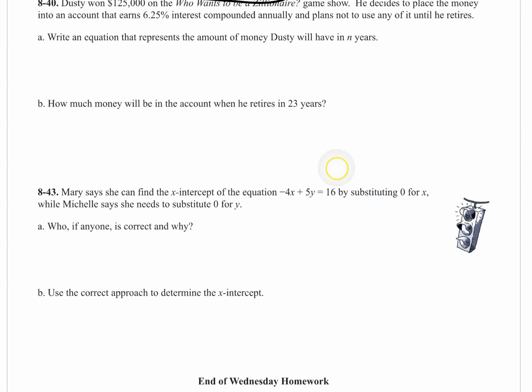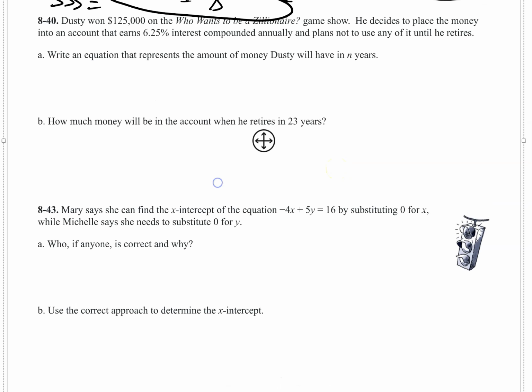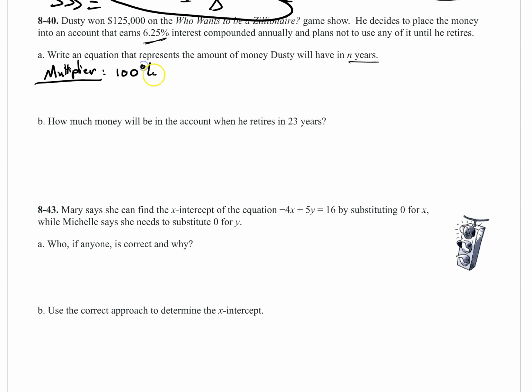8-40, Dusty won a bunch of money on Who Wants to Be a Zillionaire. He puts the money into an account that earns this interest and plans not to use it until he retires. So let's write an equation that represents the amount of money Dusty will have in n years. Let's come up with our multiplier. As always, we start at 100%, and the account is earning 6.25% interest. So he's getting more money. The money is growing. So we're going to add that to the 100 for a total of 106.25%.